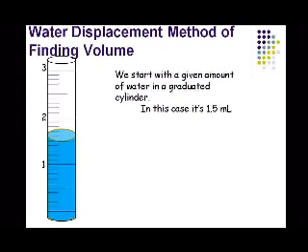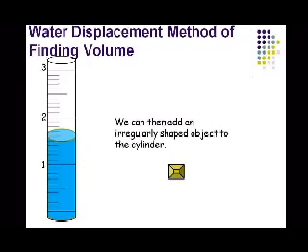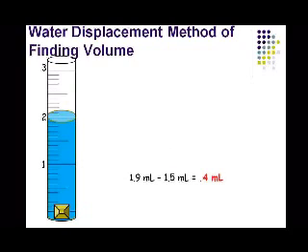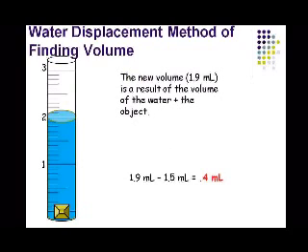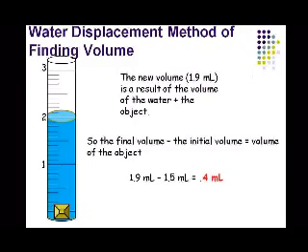For the water displacement method, we would start with a given amount of water in a graduated cylinder. In this case, it's 1.5 milliliters. We can then add an irregularly shaped object to the cylinder. The new volume, 1.9 milliliters, is a result of the volume of the water plus the volume of the object. So the final volume minus the initial volume equals the volume of the object. So 1.9 milliliters minus 1.5 milliliters equals 0.4 milliliters.